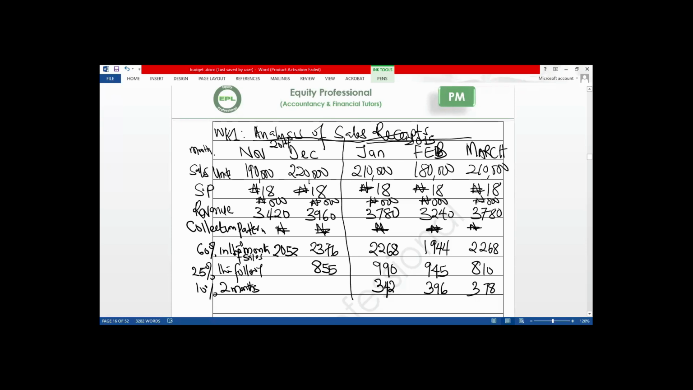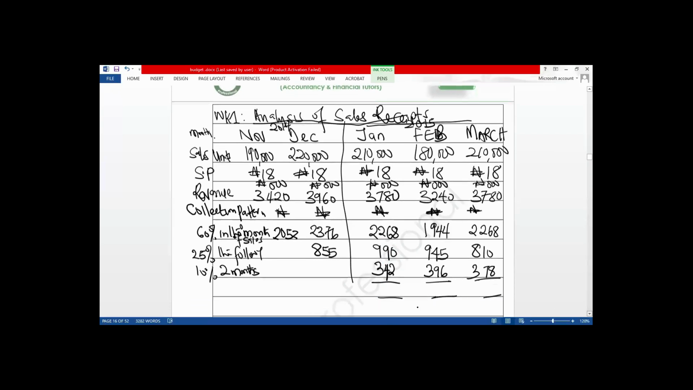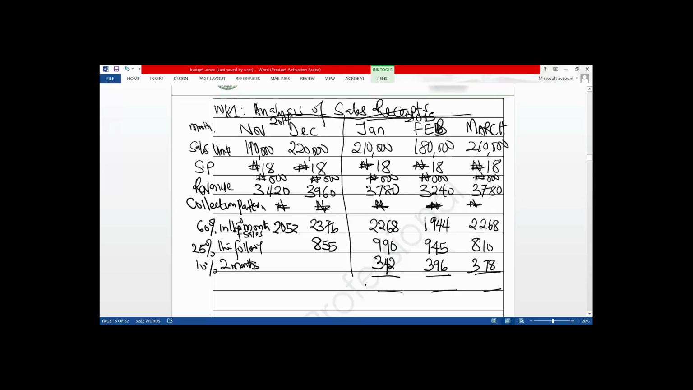January, February, March. Look at the collection. Now we add. What is the collection for January? Sum up, please. For January, I have 3,600.